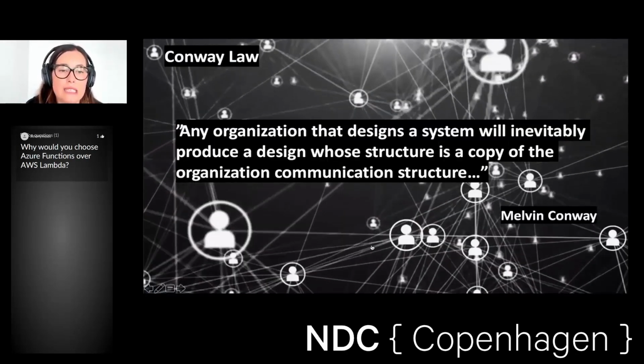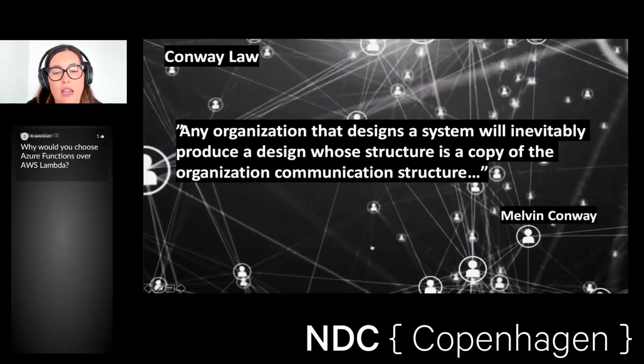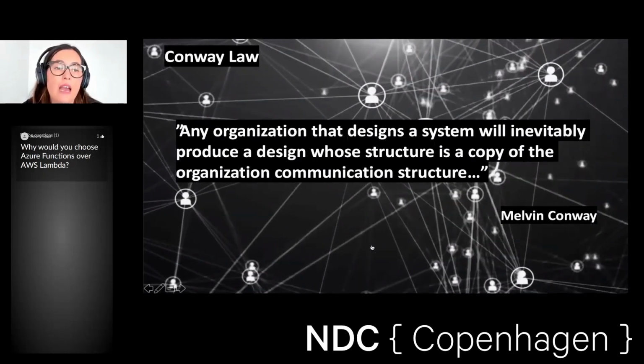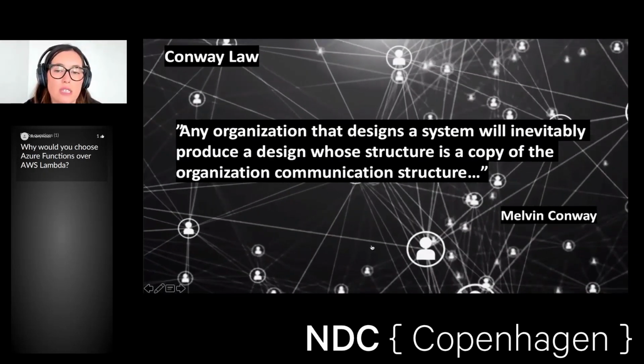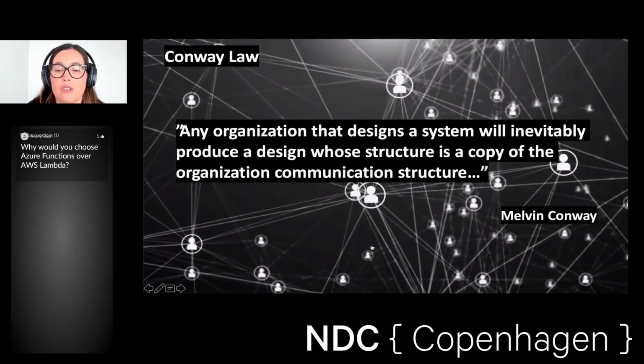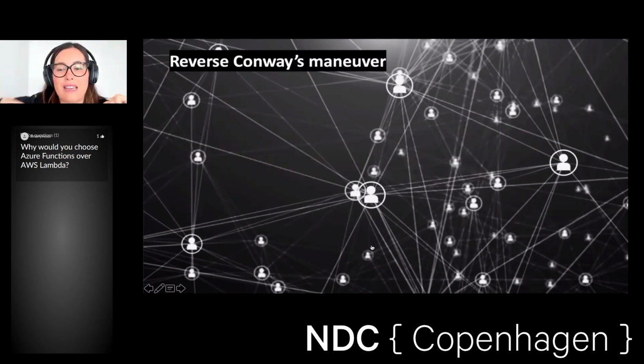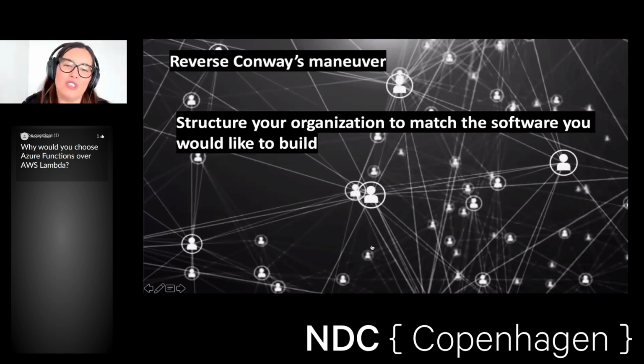The Conway law states that any organization that designs a system will inevitably produce a design whose structure is a copy of the organization's communication structure. Maybe we are familiar with this, but basically, if you have one big team, you will make a nice monolith, divide everybody in teams, and you might have microservices. And that's basically the reverse Conway maneuver: structure your organization to match the software you would like to build.